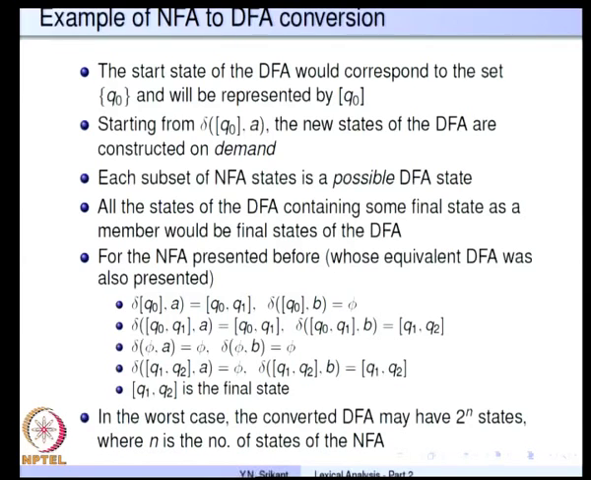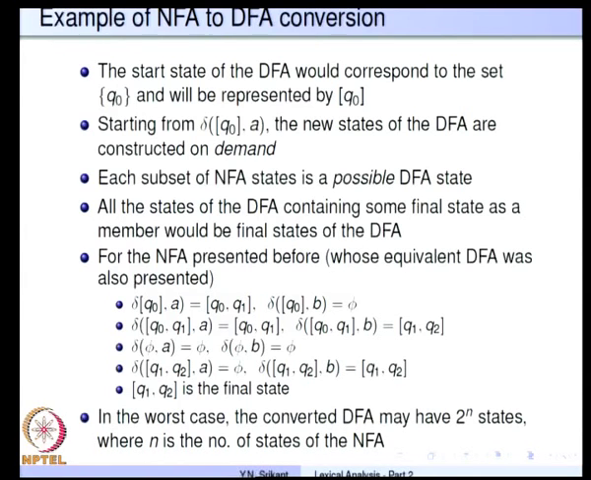Just to summarize what I told you so far, the start state of the DFA would correspond to the set Q0 and will be represented by square bracket Q0, that is the set. Starting from delta of Q0 comma A, we try to find out the transitions of the new automaton on A. The new states of the DFA are constructed on demand. Each subset of the NFA states is a possible DFA state, but it is not necessary that all of them would be required in the DFA.